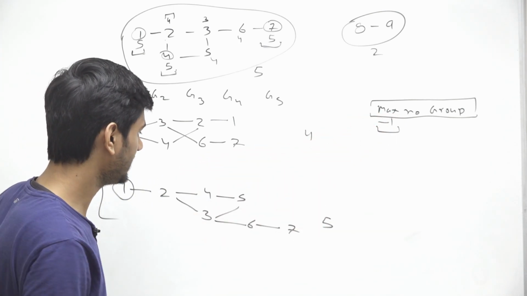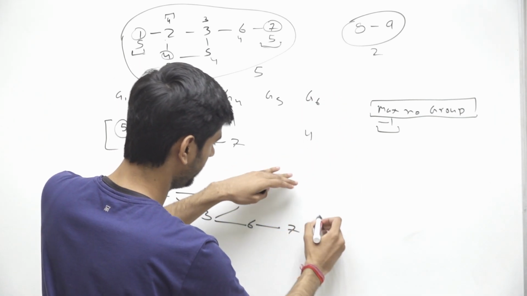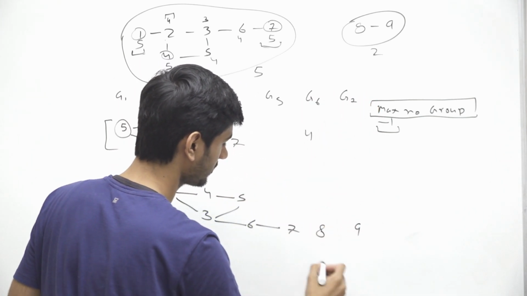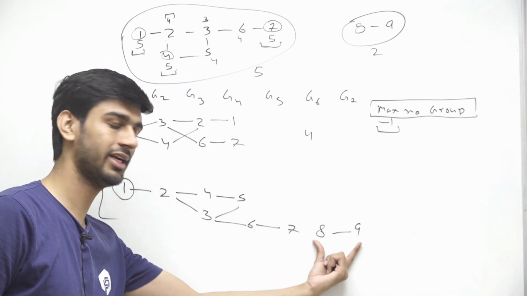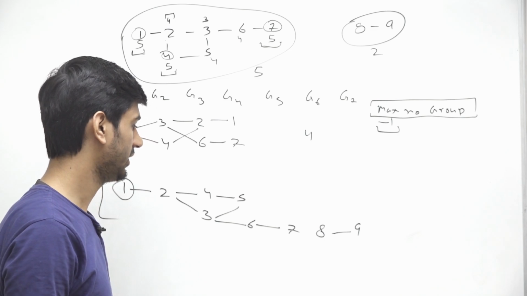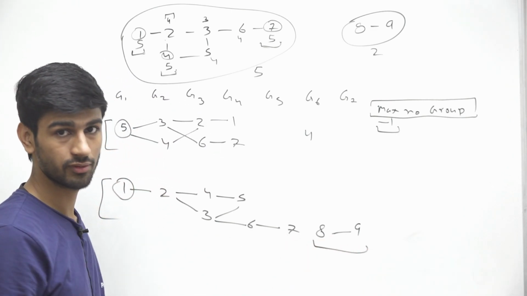In that, can we say that we can have a group G6 in which we can place 8, and we can have group 7 in which we can place 9, right? Because they are connected, they should be present in adjacent groups. And why are we placing these 2 nodes here? Because we want to maximize the number of groups.